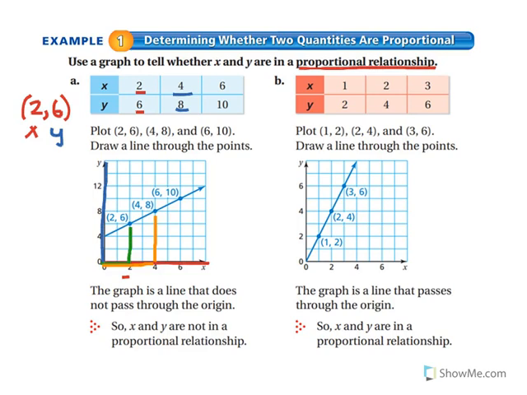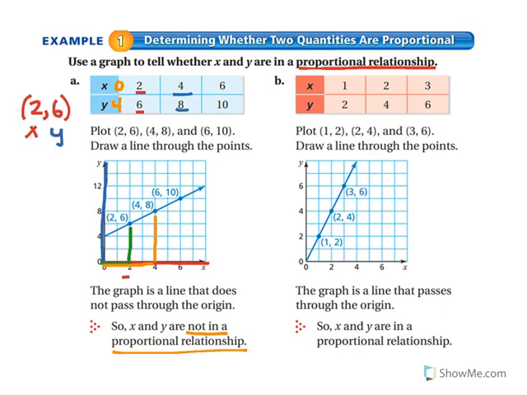Notice when I plot the point, when x is 0, what is y? Well, y is 4. Therefore, again here, I'll just write this here. When x is 0, y is 4. That means they are not in a proportional relationship. And you can tell on the graph, since it does not go through the origin, these are not in a proportional relationship.